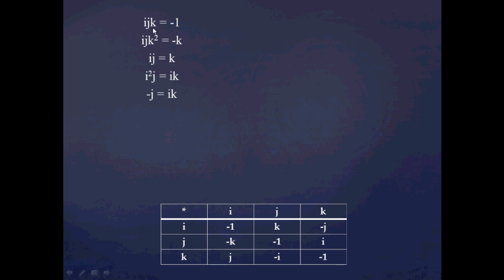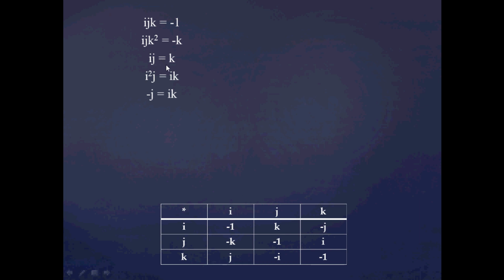So we're going to start with ijk is equal to minus 1. What I'm going to do here is multiply on the right by k. So I'm going to get ij, k squared is equal to minus k. And since k squared is minus 1, I get minus ij is equal to minus k, which says that ij is equal to k.